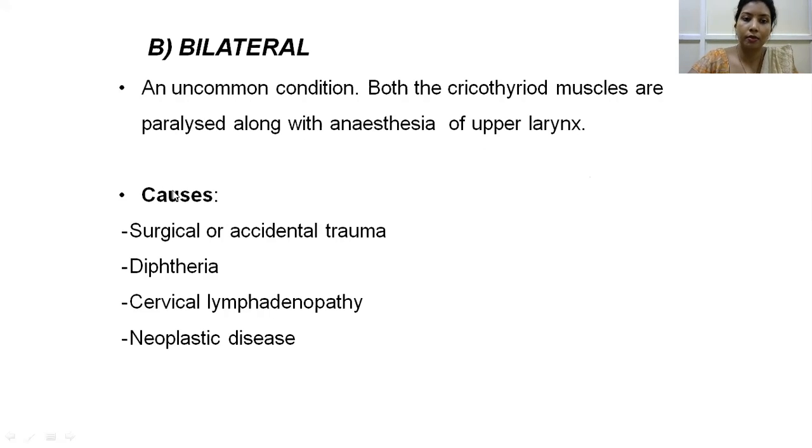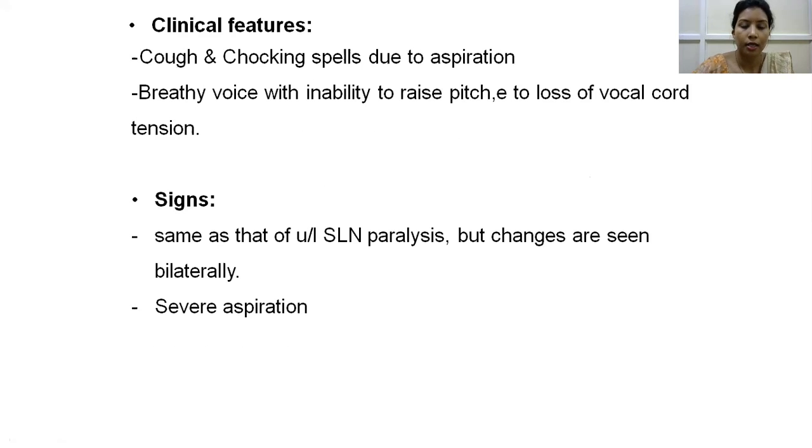So this can be seen rarely, but in conditions of surgical or accidental traumas, diphtheria, bilateral cervical lymphadenopathies, and a progressed neoplastic disease. Here, the main problem is aspiration, as the entire both sides of your upper part of the larynx above the level of the glottis is paralyzed. So the patient complains of majorly coughing and choking spells. Breathy voice with inability to raise pitch as usual because the cricothyroid muscle on both the sides are paralyzed. The patient is unable to raise pitch.